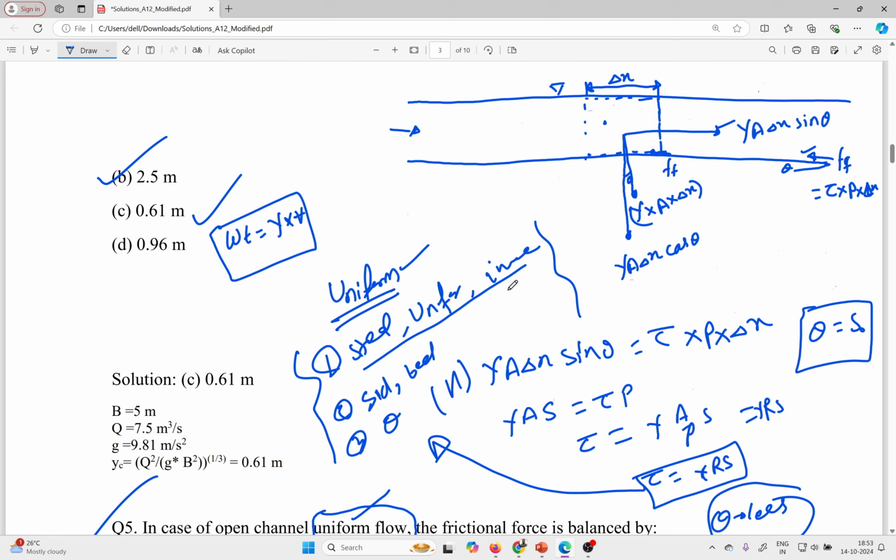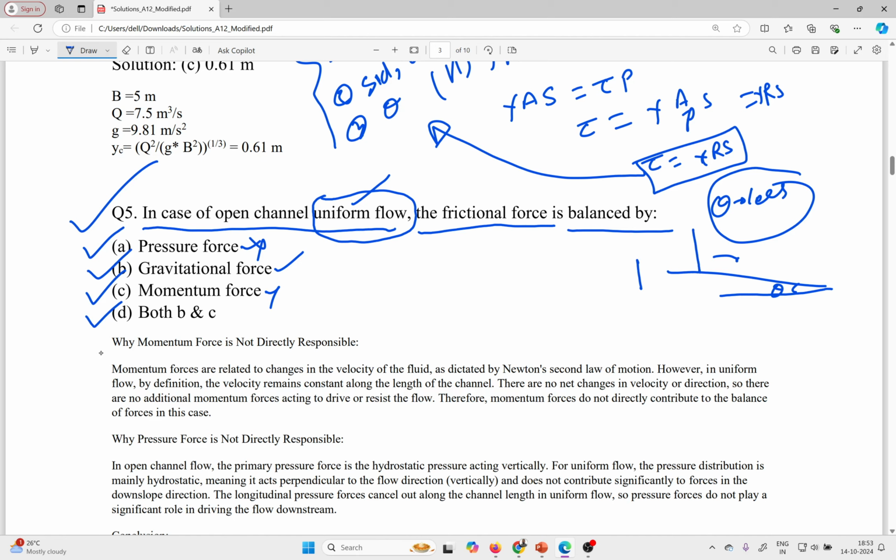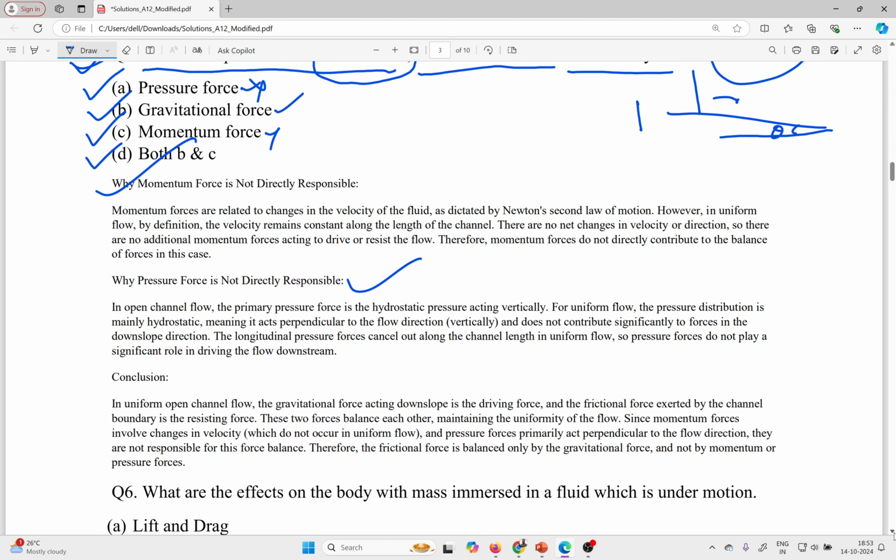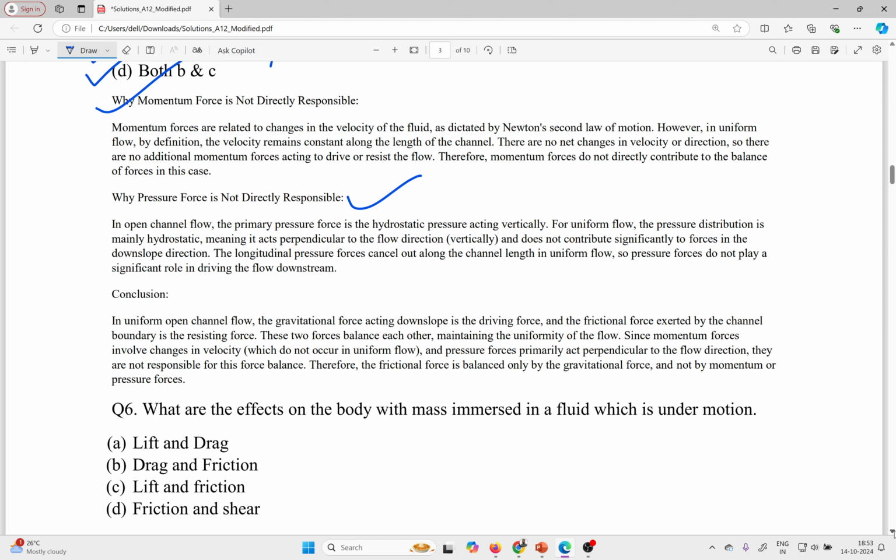Now moving on to the next question. All things I have written here, why momentum force is not directly responsible for this frictional force and balance, whatever this question is telling, all the explanation is here. If you have doubt, you can write me a mail.